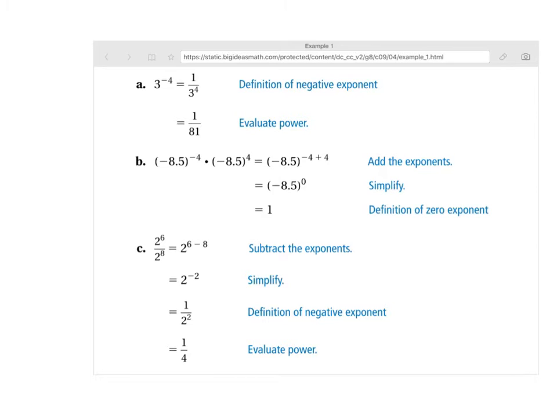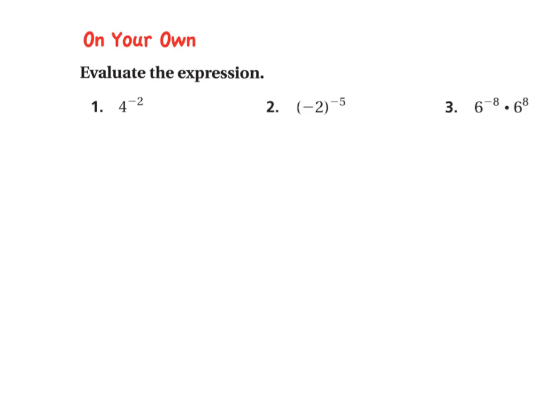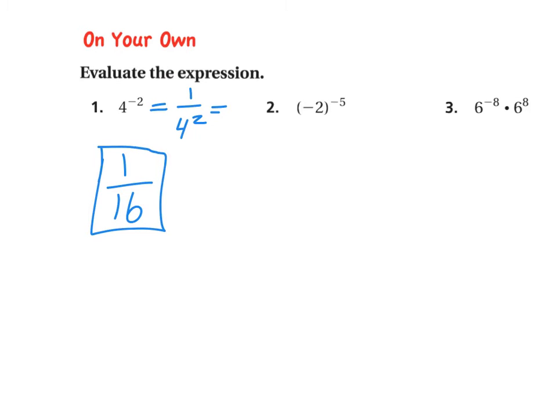Good. All right, so let's do some on your owns. All right, on your own number 1. First thing, you see that's a negative exponent. So when it's a negative exponent, I'm just going to put it underneath the 1, 4 to the power of 2. Then I can simplify that. What is 4 to the power of 2? 4 times 4 would be 16. So my answer is 1 over 16.